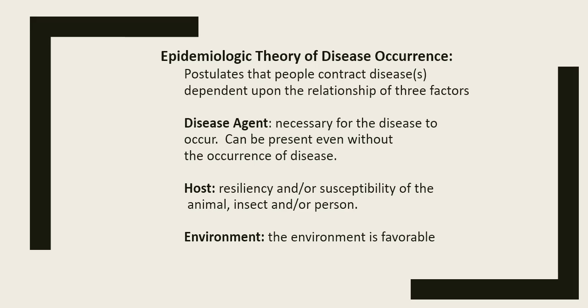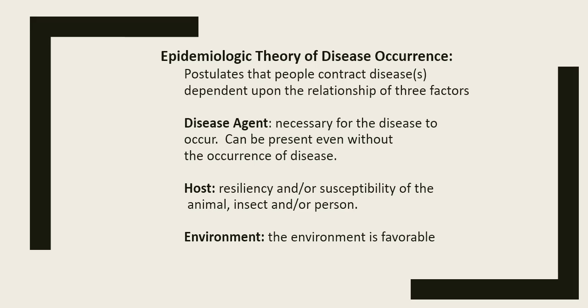The host is where the disease agent or pathogen typically reproduces. So the host has to be susceptible to the disease agent. And so this means that a person that gets bitten by a tick that has Lyme disease has to be able to get it. Sometimes a person may be exposed to a pathogen and they still do not get it.